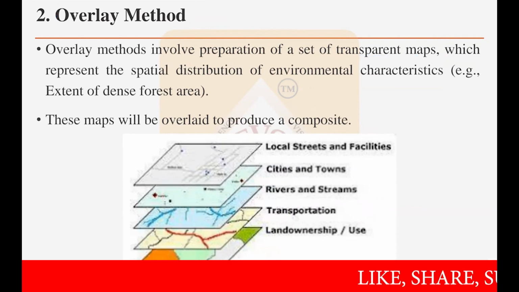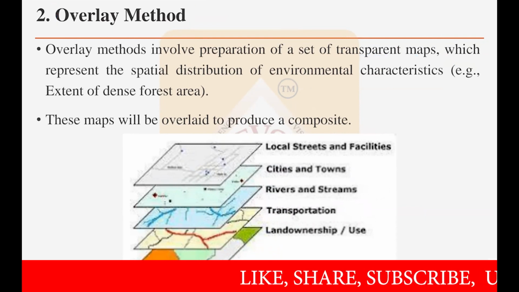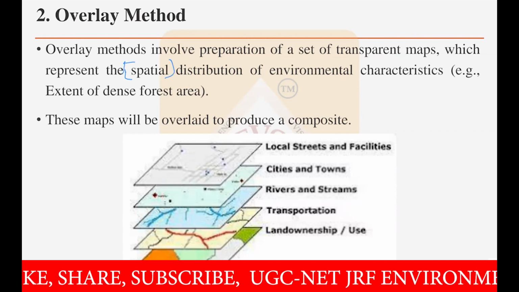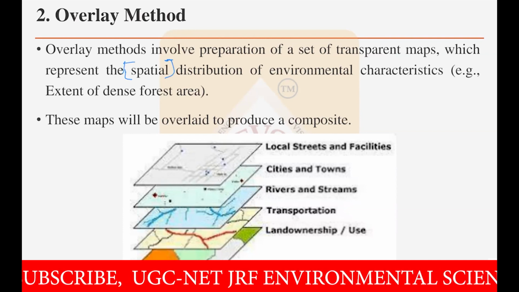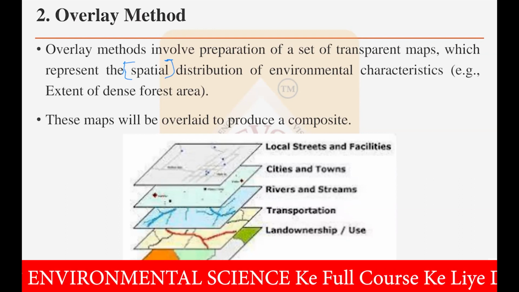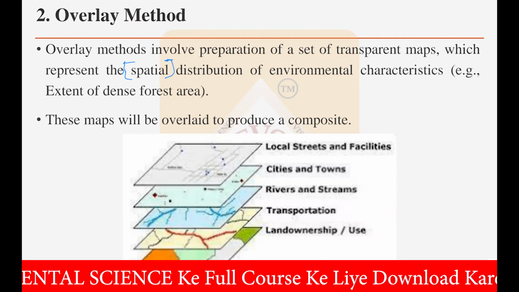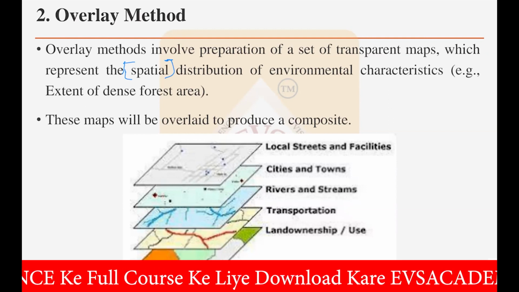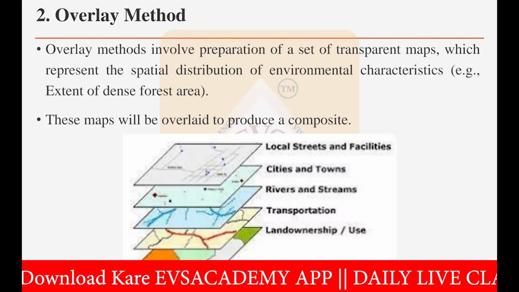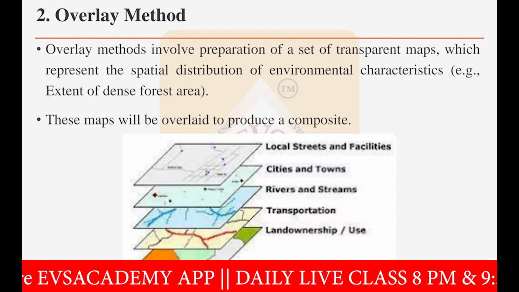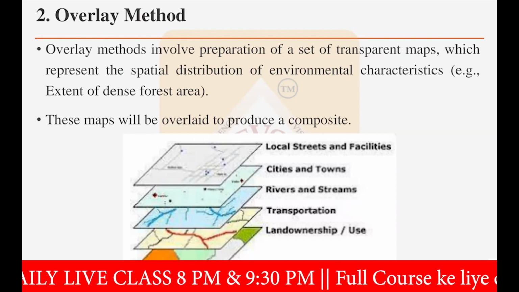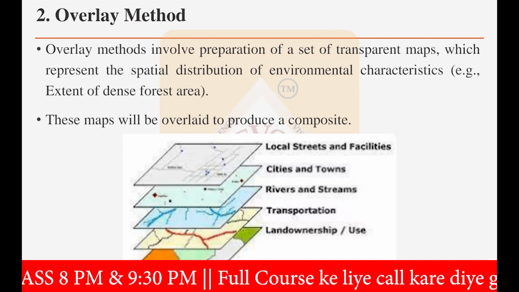They represent the spatial distribution. What is spatial? Spatial means the things which are distributed according to the space or with the distance, you can say. So that is spatial distribution. Different spaces, different materials are there. So that is the spatial distribution of environmental characteristics, for example, the extent of the dense forest area. Here you can see these maps will be overlaid to produce a composite map.